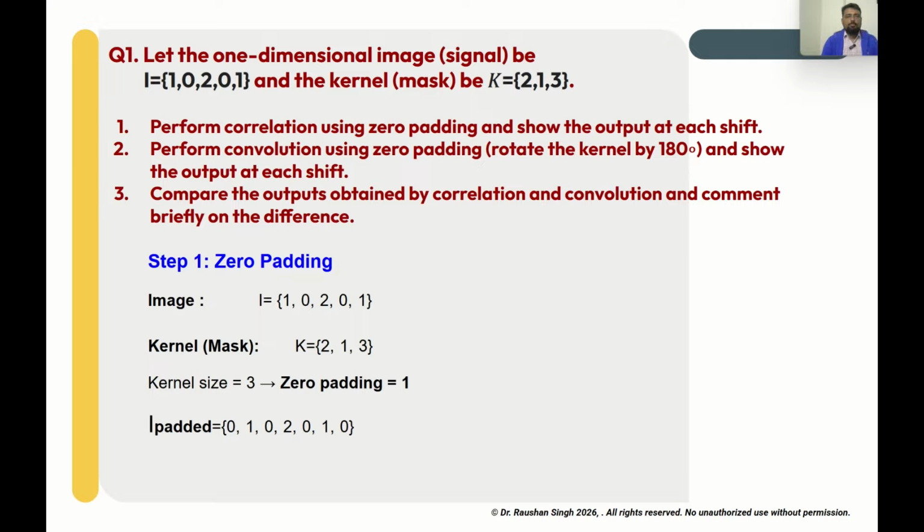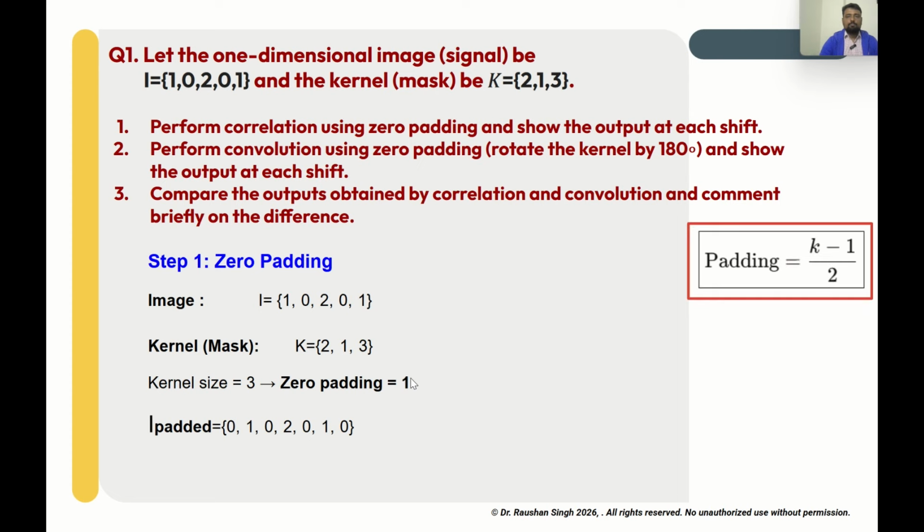You can see our question is written here: this is our image and this is your kernel. The kernel size is 3, because you have 3 elements, 2, 1 and 3, so the zero padding will be 1. How? For that we have a formula: padding equals (k minus 1) by 2. If the kernel is 2, 1, 3, 3 values are there, so (3 minus 1) by 2 is equal to 1. So zero padding will be 1.